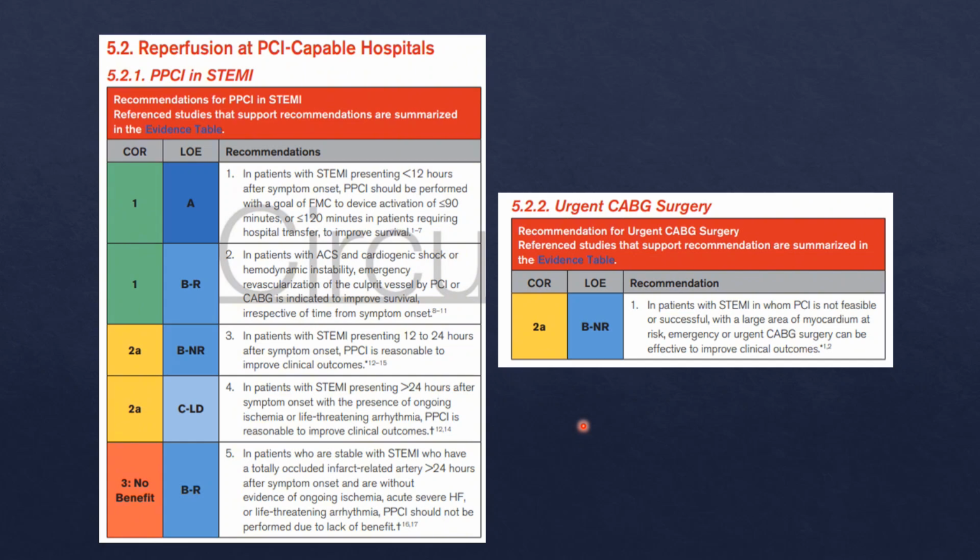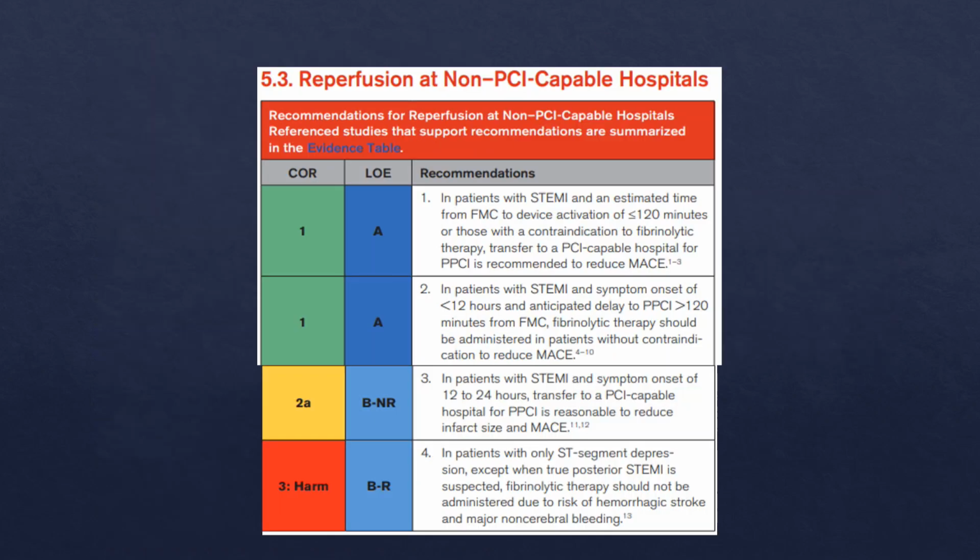This table again shows how to treat a patient with STEMI in case of a non-PCI capable center. Like we have already discussed, if the distance to a primary PCI center, with first medical contact to device activation, is less than 120 minutes, the patient should be transferred to a primary PCI capable hospital. If the onset of symptoms is less than 12 hours and the anticipated delay to primary PCI is more than 120 minutes, then a pharmaco-invasive strategy with the use of fibrinolytic therapy should be done, and it has got a class 1 recommendation.